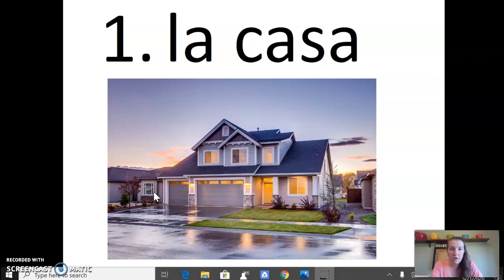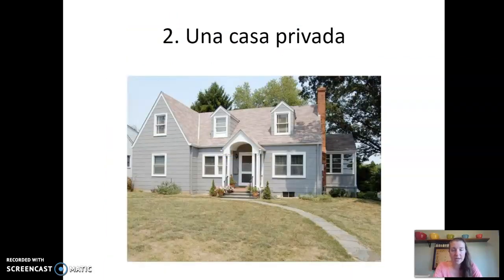All right, so we have la casa, which is the house. I feel like a lot of you guys know this one already. Una casa privada. Una casa privada literally means a private house, but what you should write down in your vocab list is a single family house. So there are lots of different kinds of houses in the world, and in most suburban places, people live in what's called a single family house.